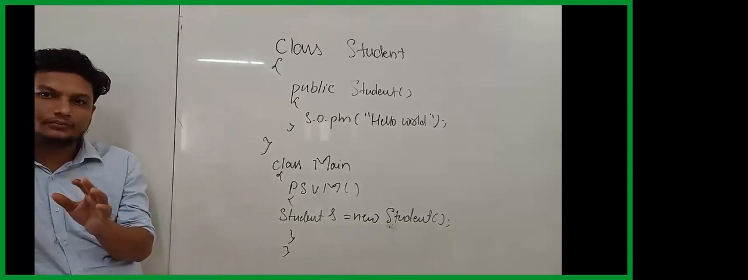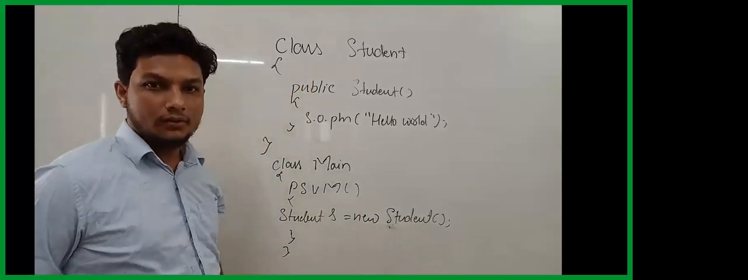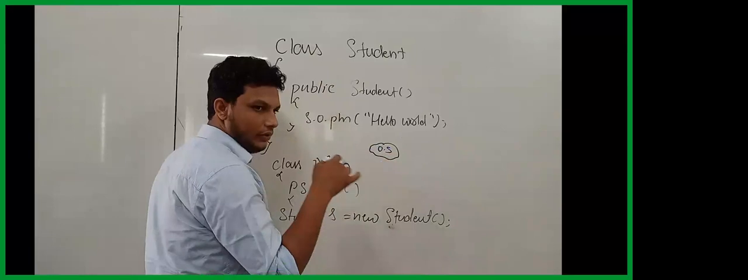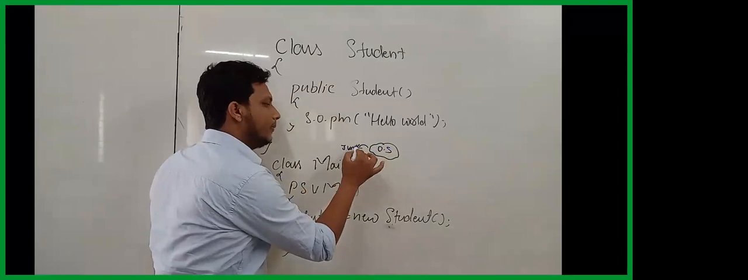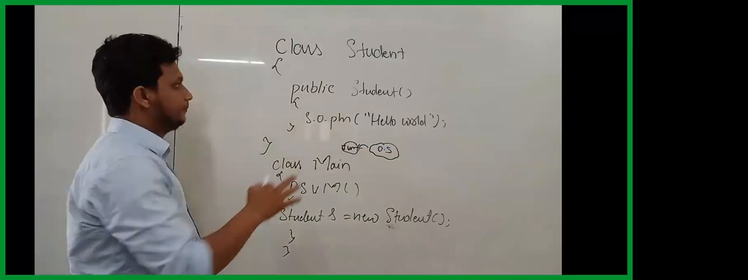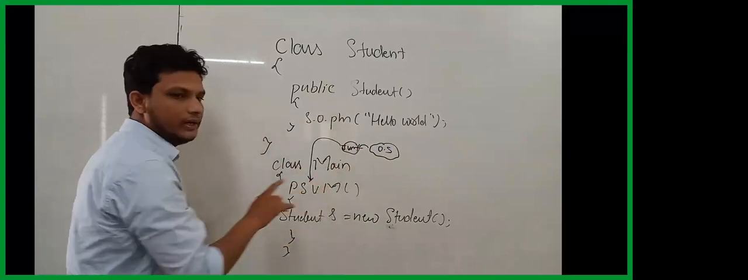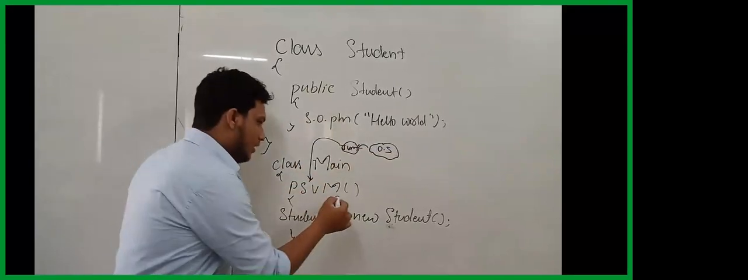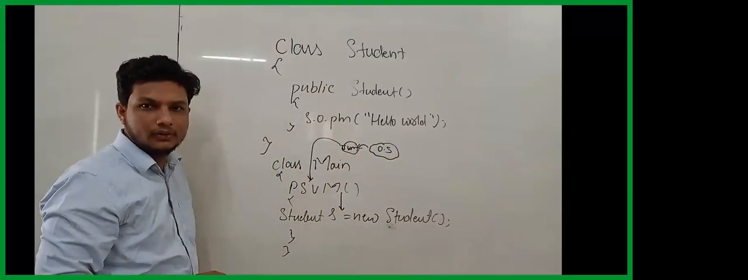Done. Now observe the flow, guys. Initially the control will be with my operating system. When I want to execute my Java program, it will give the control to the JVM. Now the JVM will search for a class that contains a main method. Does this class contain a main method? No. It will come to this class that contains a main method and hit the main method, and the activation record will be filled. Now which one will execute first, the right hand side or the left hand side? The right hand side.